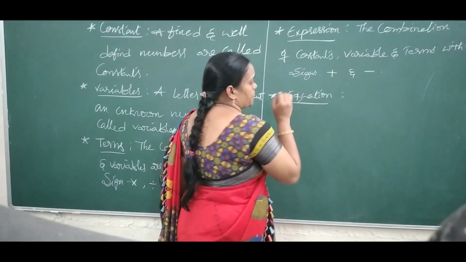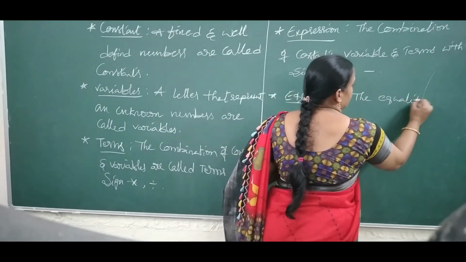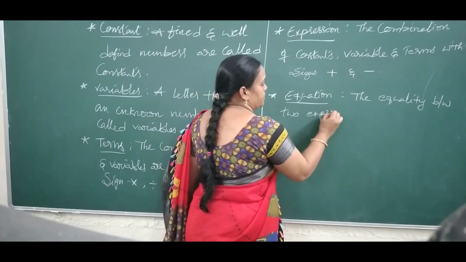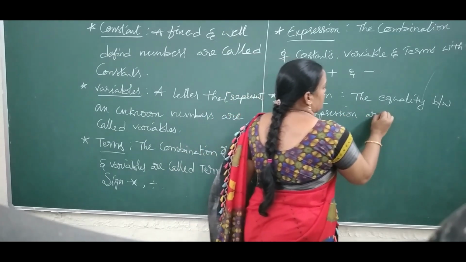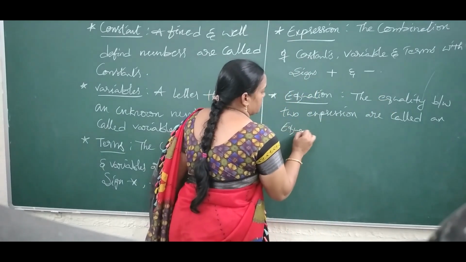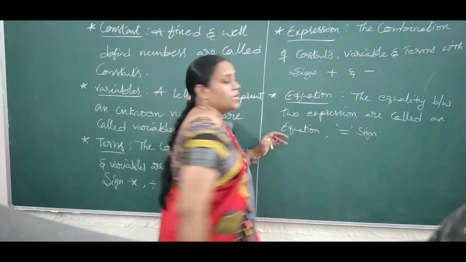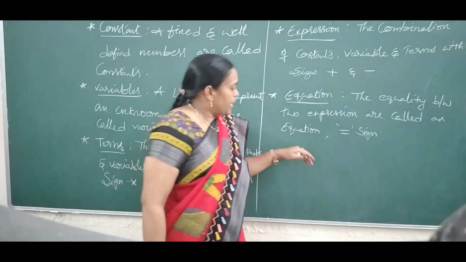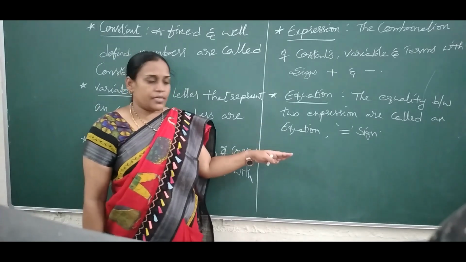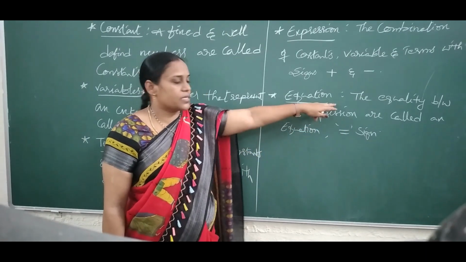Next, equation. What is an equation? The equality between two expressions is called an equation. That is, if an equal sign is there between any two expressions, then it is called an equation. Example: 2x plus 3 equal to 5 is an equation. 6x equal to z is an equation. If we see the equal symbol, then it is called an equation.